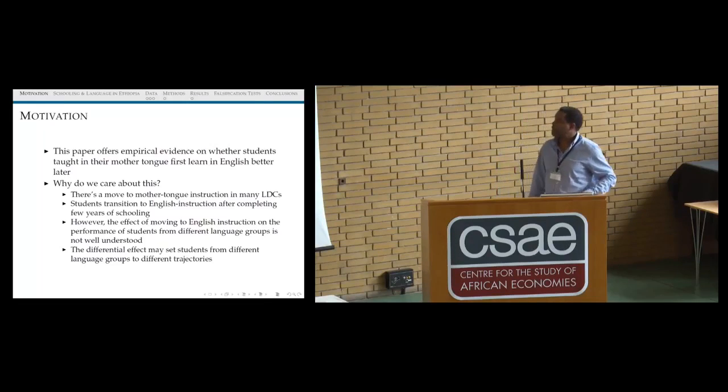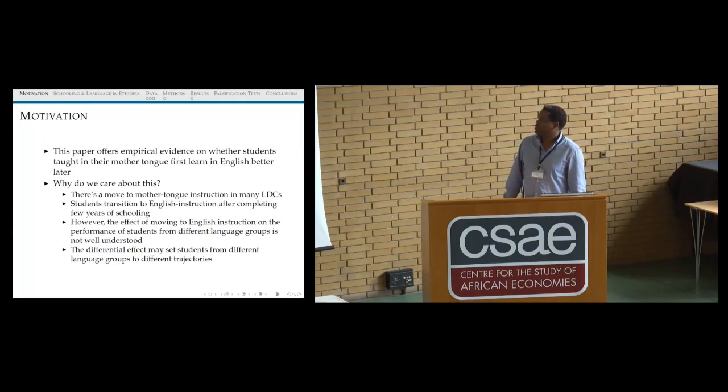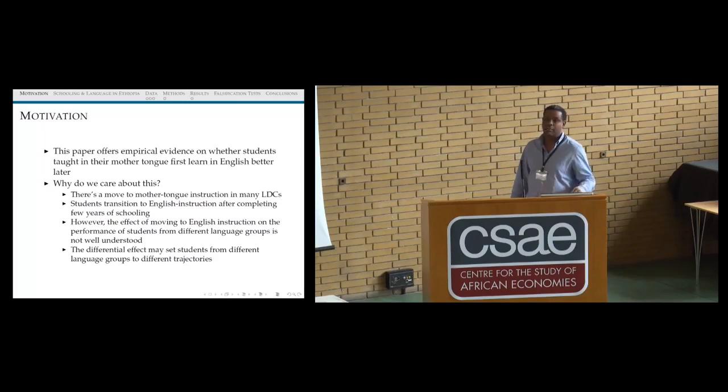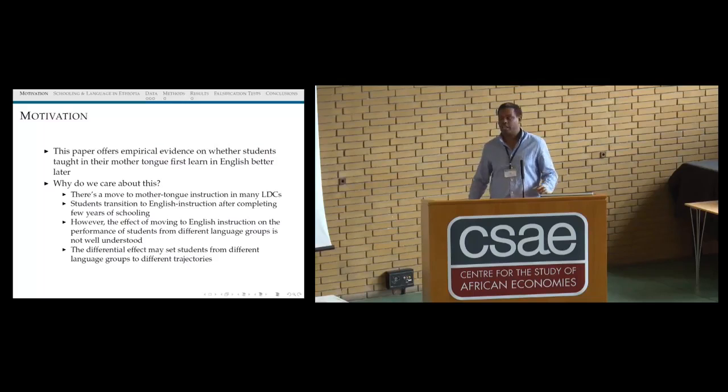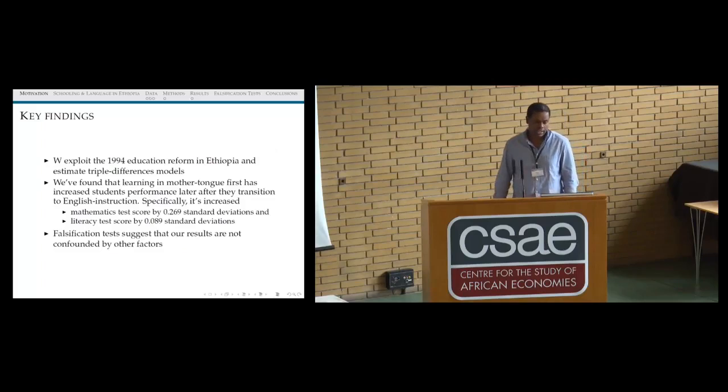So I guess why this is important, partly because there is a move among many developing countries to mother tongue instruction, partly because the UN states that it is a sort of a human right for kids to be instructed in their mother tongue in elementary school. And also, kids who are taught in their mother tongue are better off in terms of gaining academic achievement in primary school and maybe later in the labor market outcomes. What this means is that the choice of mother tongue instruction might set kids from different language groups into different trajectories. So that's why I think this is important.